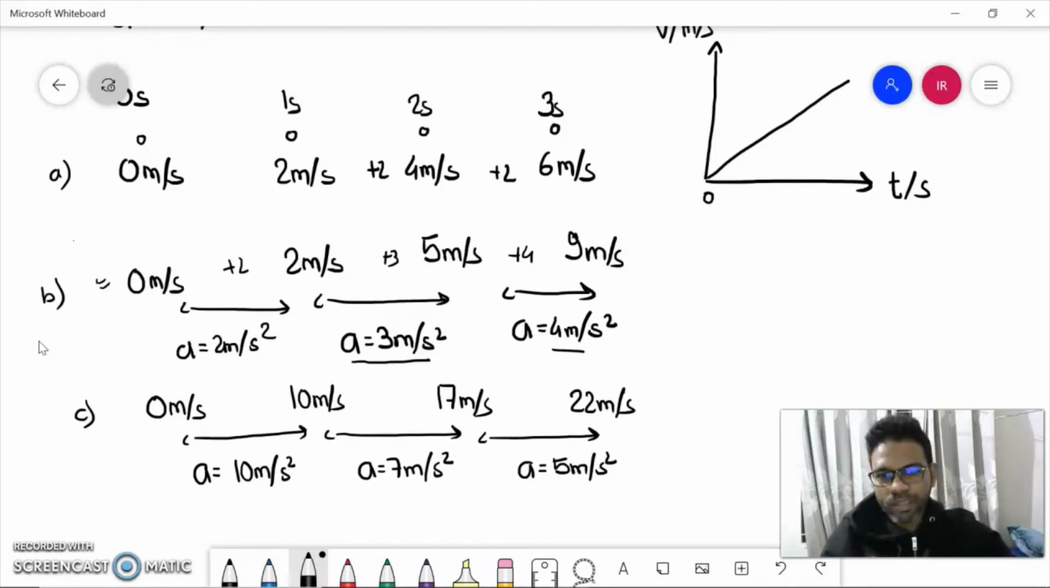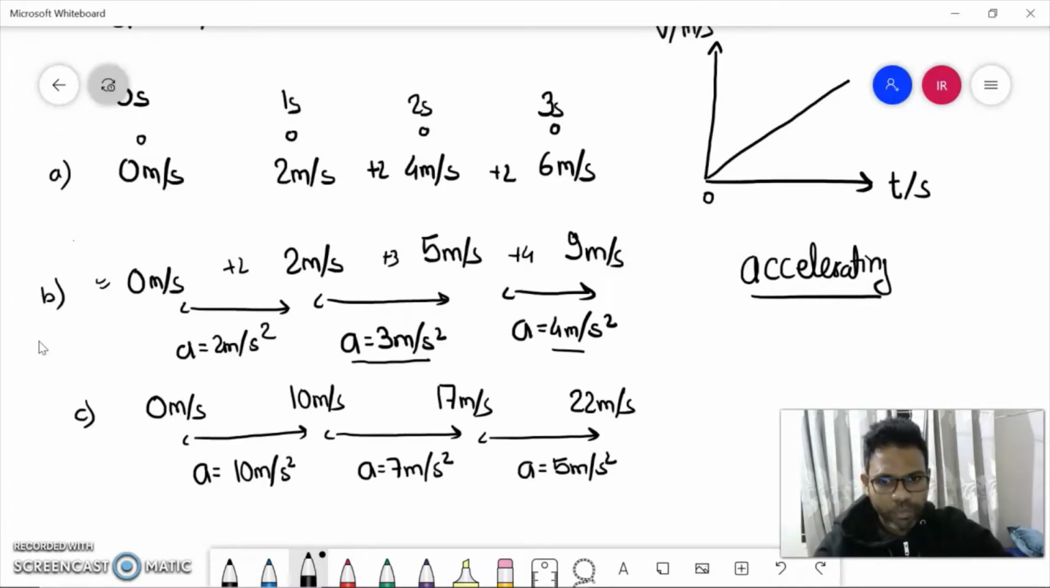Now, keep this in mind. When an object is accelerating, doesn't matter if it's uniform, non-uniform, whatever it is, the word accelerating means the velocity of the object increases. When an object accelerates, its velocity increases. Now, the acceleration can be uniform, that is, the velocity can increase uniformly, or it can be non-uniform, where the velocity increases by different amounts every second. So this situation is one example of non-uniform acceleration.